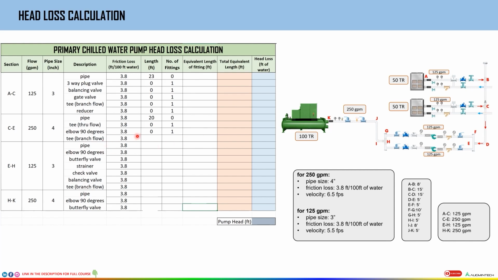Okay. Next, elbows. How many do we have? Only one elbow over here. Then we have another T, which is the branch flow T. Length 0. How many? Just one over here at E. This is the branch flow flowing like this.